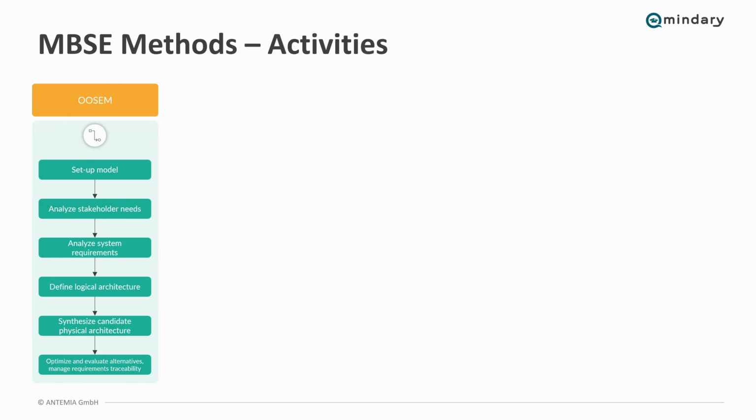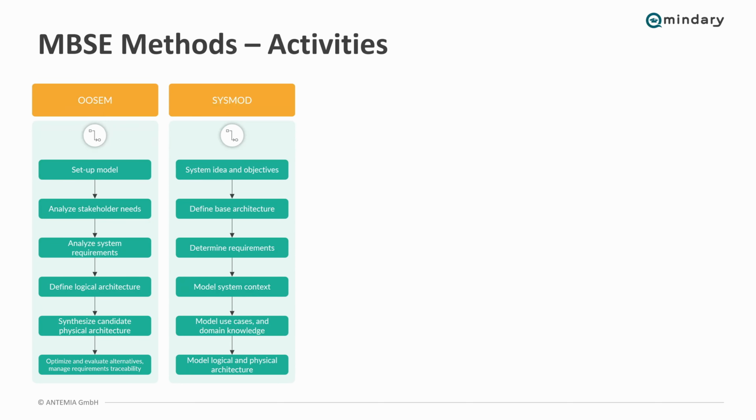Logical architecture is the solution based on the requirements, which can lead to different physical architectures. In parallel, the system is evaluated with analysis methods and is optimized. Another activity here is to create all the traces back to the requirements.